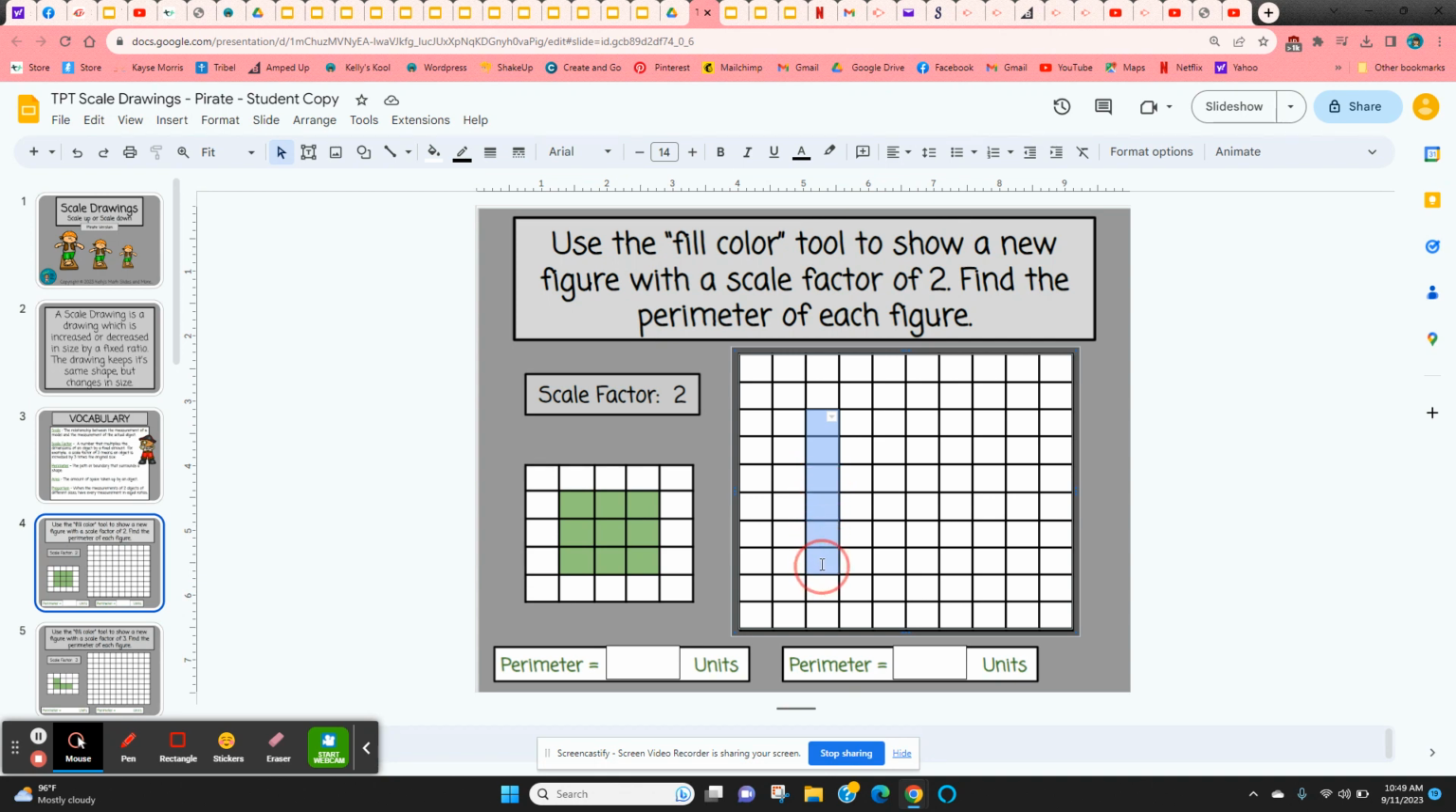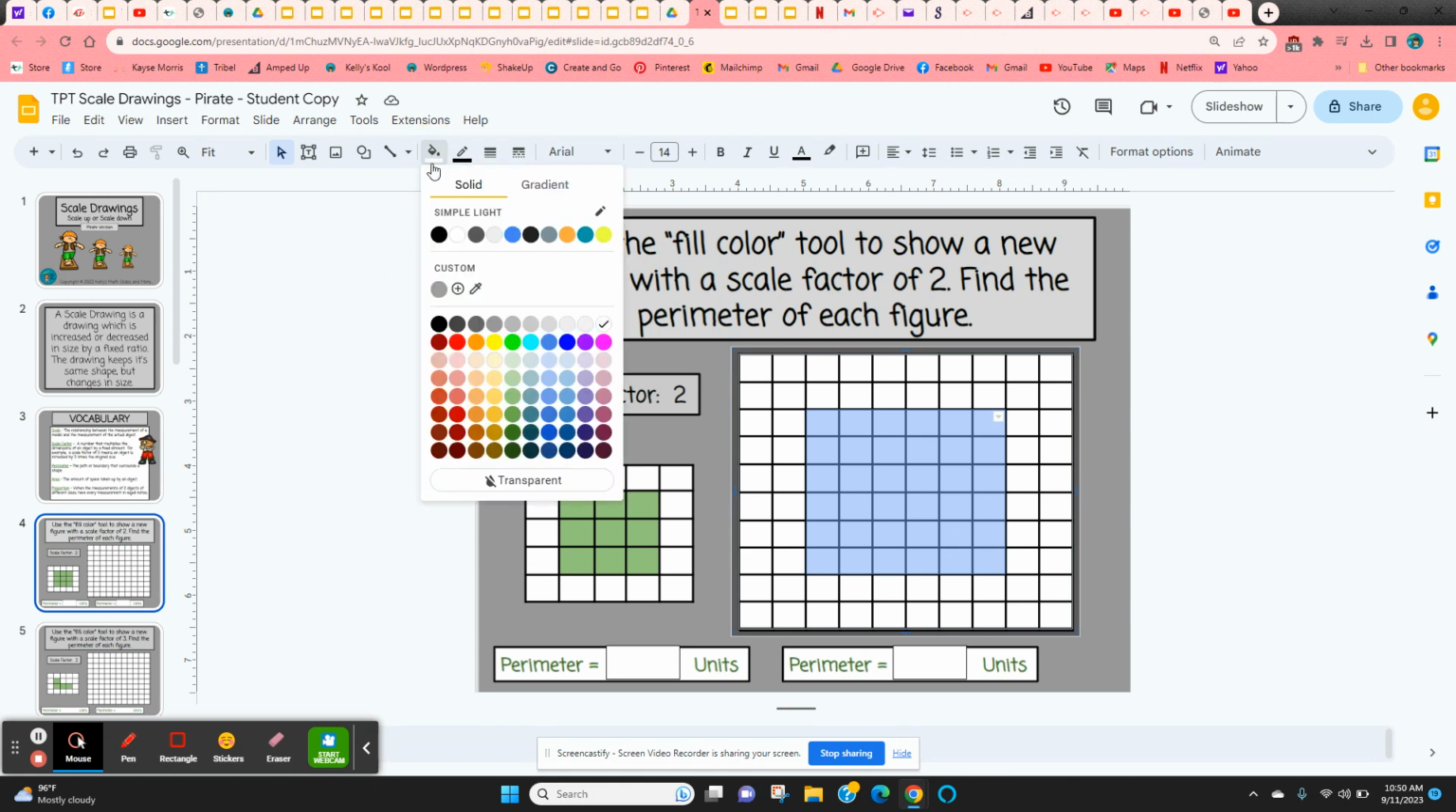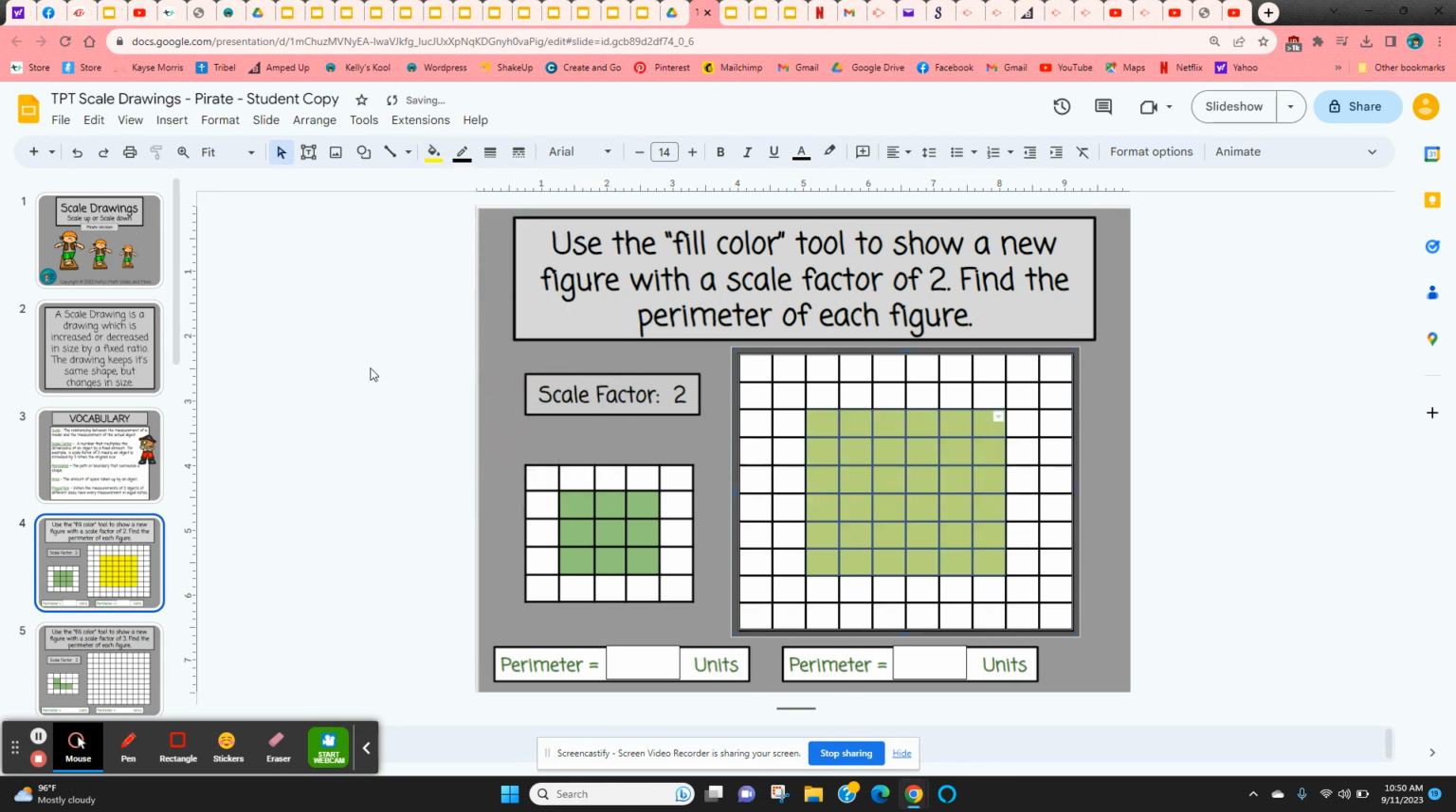So students are just going to click and hold on one of the squares, and they're going to highlight what they want to color in. So then once they have it highlighted, they'll come up here to the fill color feature. They can choose any color they like. And they have a scaled up version by a scale factor of 2.